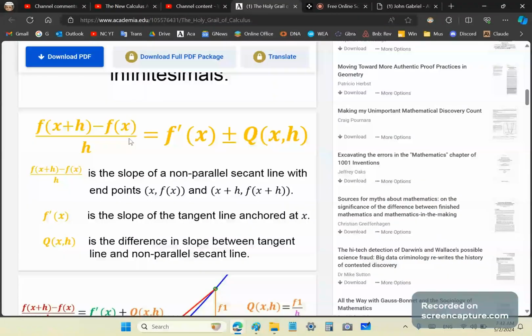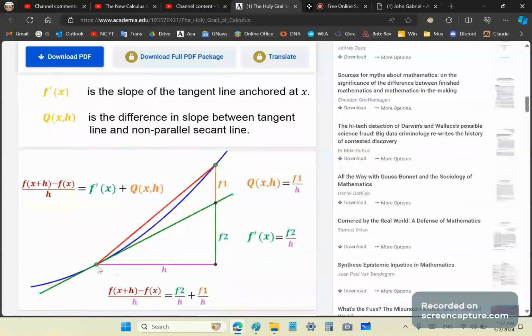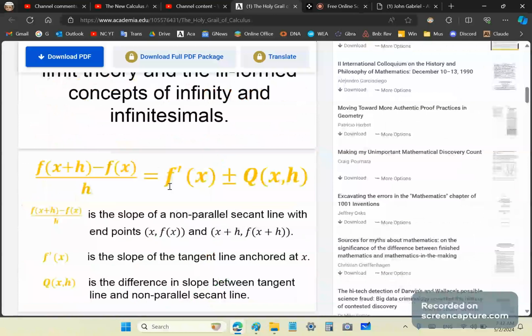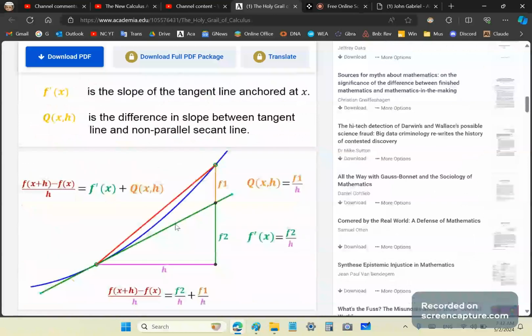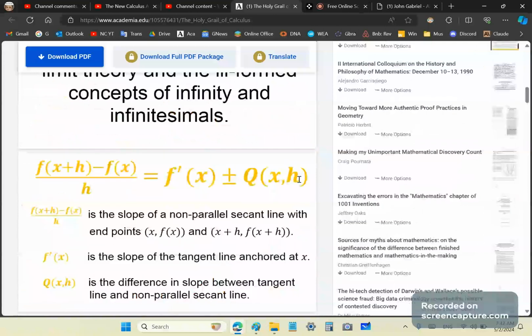You see, this f of x plus h minus f of x over h is the slope of a non-parallel secant line, this red one, anchored at this green point. Okay, that's what it is. It's a slope expressed as rise over run, not angle. Okay, it's not expressed as angle. It's expressed as rise over run. Then f prime of x is the slope of this green line, or the derivative, as it is called. Again, as rise over run. And q of x,h is just the difference in these two rise over run slopes. That's all it is. Okay.